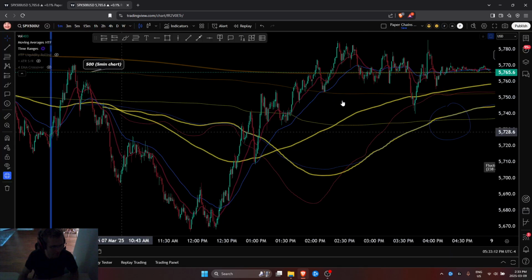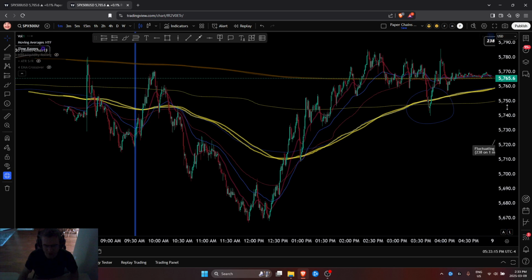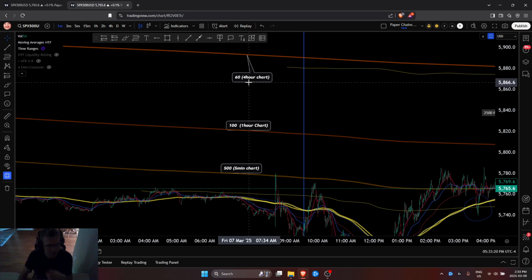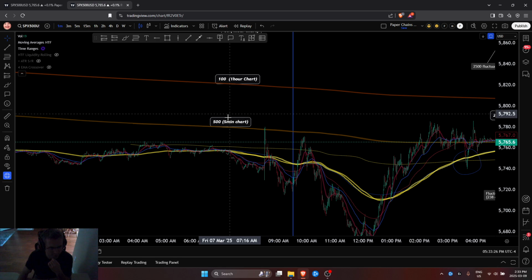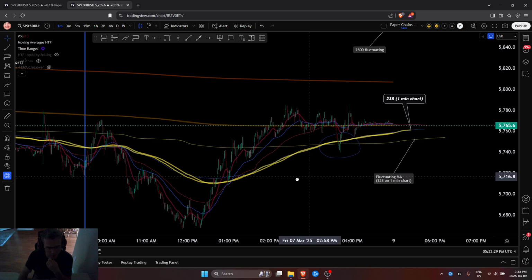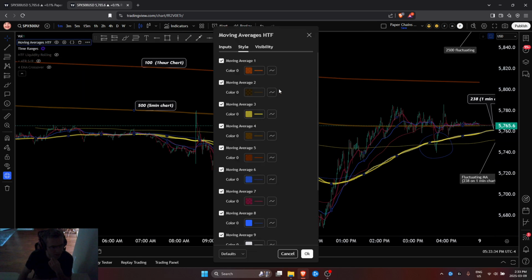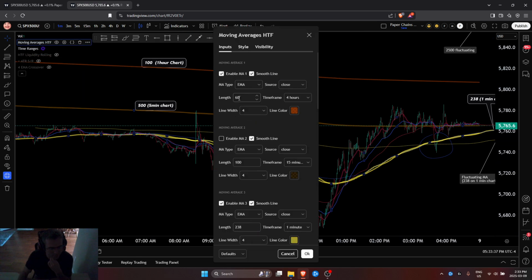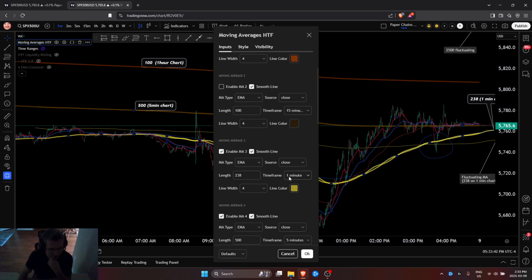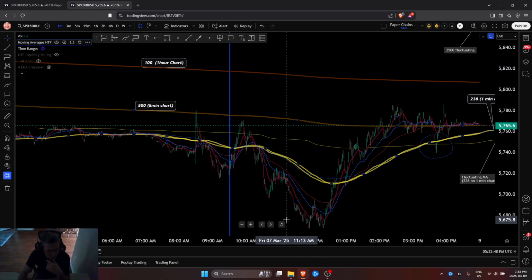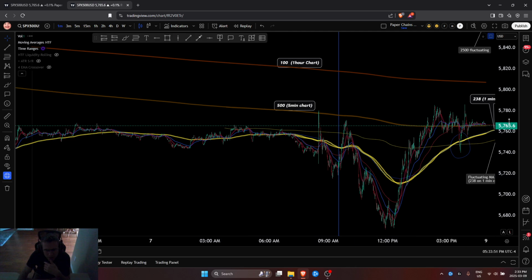And the settings that I have are here. I even wrote down some things before for you guys. So here, I use 60 for the 4 hour, 100 for the 1 hour, 500 for the 5 minute, and 238 on the 1 minute. And here's the indicator, that's what this looks like. 60 on the 4 hour. Next one is 238 on the 1 minute, 500 on the 5 minute, and 100 on the 1 hour. Maybe there are some better settings, but that's what I use.